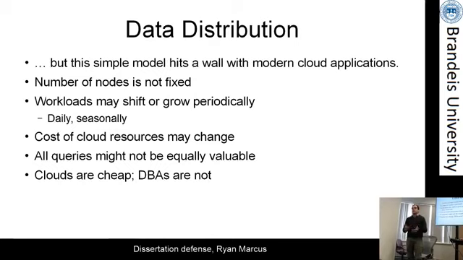So the underlying problem is that clouds are cheap, but DBAs are not. Hiring a human being to sit there and make these decisions for you is not a scalable strategy, even for the largest enterprises. So what most enterprises do now is they just pay for max capacity. They're just like, oh, well, here it is, we're going to do this.